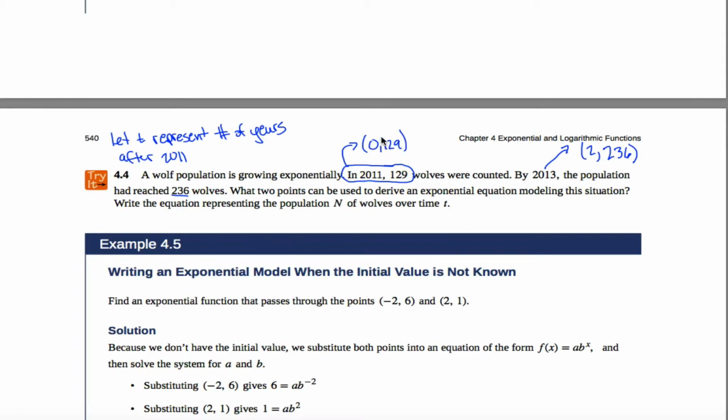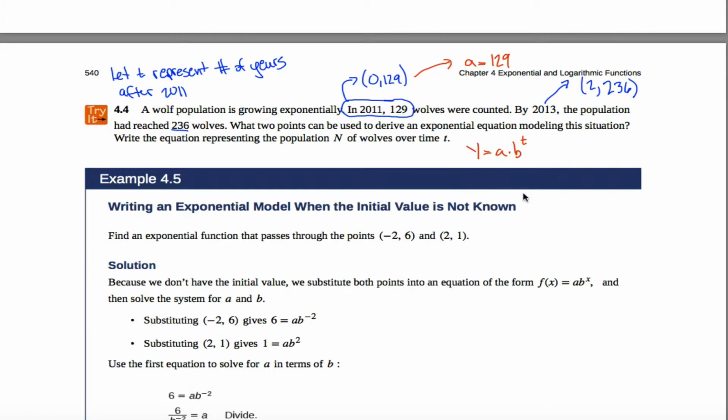This is telling me that when the x-coordinate, t in this case, equals 0, the y-coordinate is equal to 129. Well, that's exactly the y-intercept. This point tells me that the a in y equals a times b to the t power is equal to 129. So then all I have to do is figure out what b is equal to. Well, I can do that by using this point. I can say when I put 2 into this machine, 236 comes out.